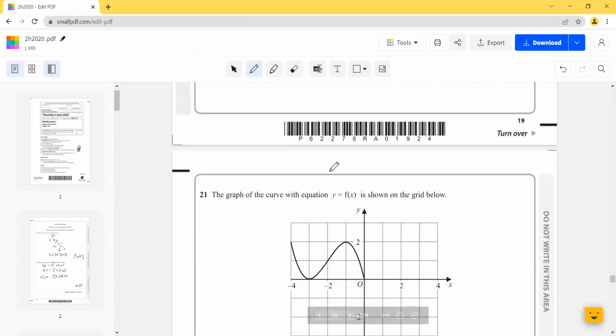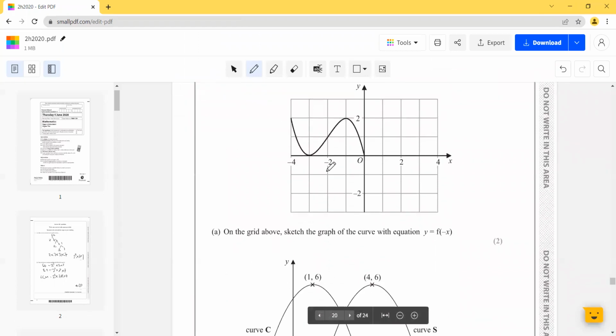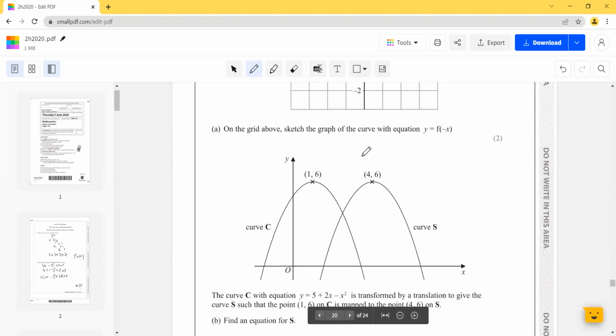Question 21. The graph of the curve with the equation y equals f of x is shown on the grid. On the grid above, sketch the graph of the curve with the equation y equals f of minus x. Okay. Again, it's pretty simple. It looks something like this. It's not the best graph, but it'll do. Anyway.